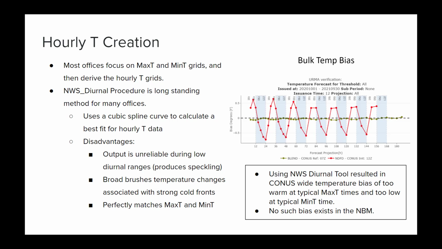You can see that the NDFD has a high bias around the time of typical max temperature and a low bias around the time of min temperature. The MBM does not have this bias.